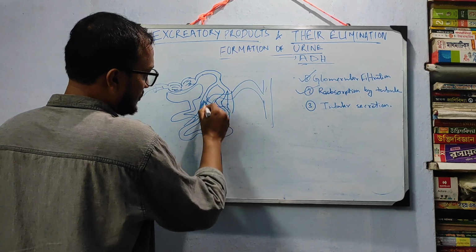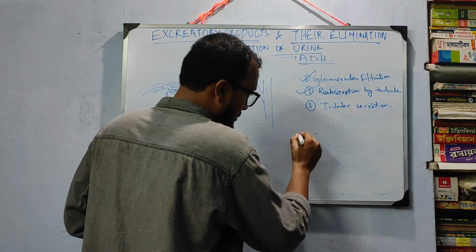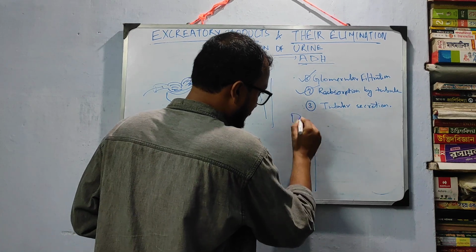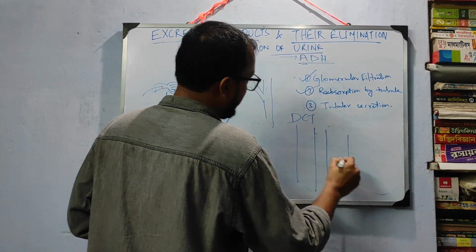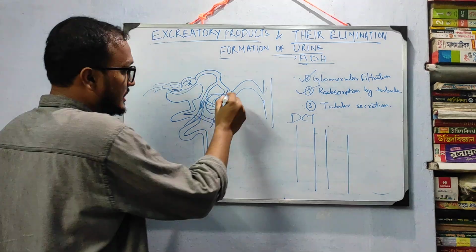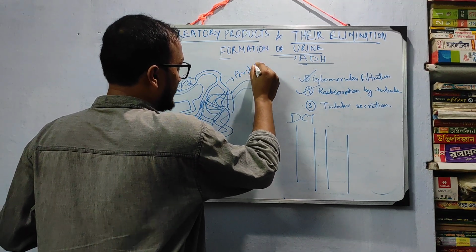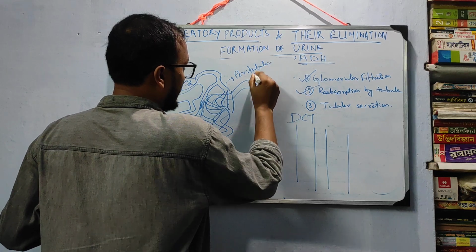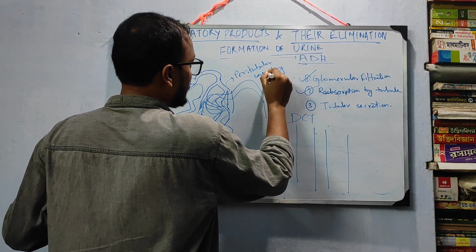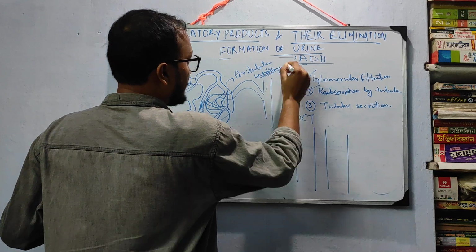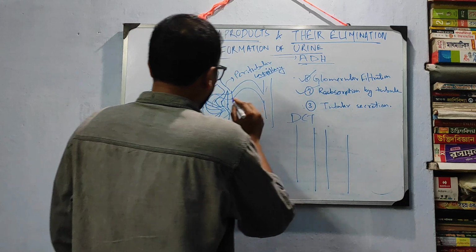So what is happening? Why are they making a net-like structure surrounding the DCT? Because if this is the DCT, this is the capillary that is made by the efferent arteriole. These capillaries are known as peritubular capillaries. Now, in the peritubular capillary, what is happening?